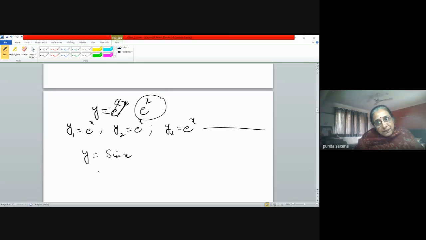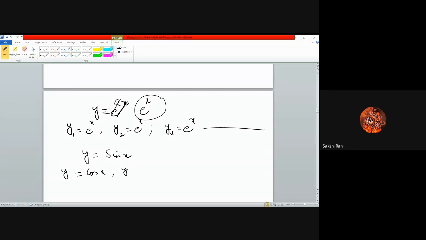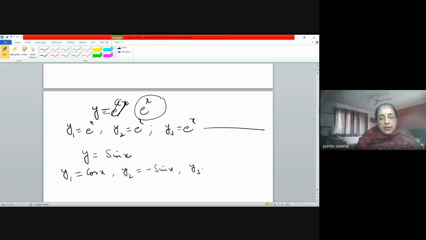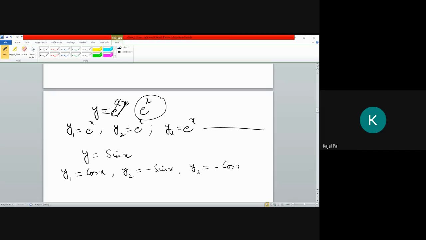ट्रिग्नोमेट्रिक, साइन एक्स. अब ये अलग ही तरह की इनकी अपने ही स्वैग है. कैसे? वो कहता है ठीक है चेंज होऊंगा बट थोड़ी देर के लिए. इन द सेंस, व्हाट इज y1? cos x. y2 is minus sin x. What is y3? Minus cos x. What is y4? Sin x. वापस आ गए? Yes, हो गए ma'am.